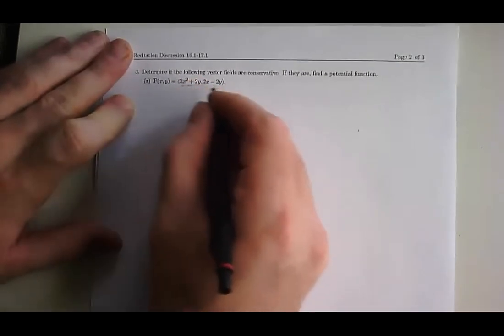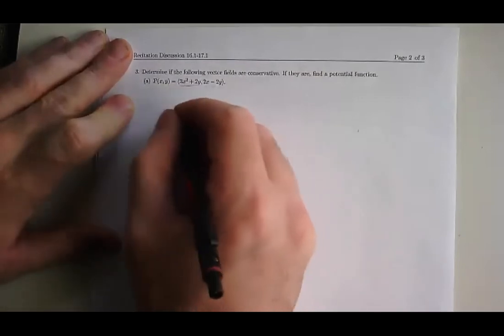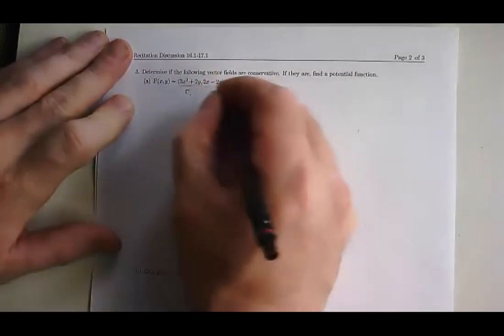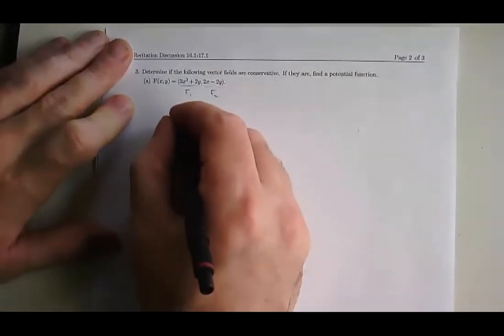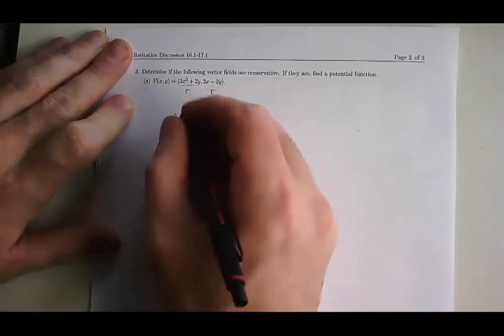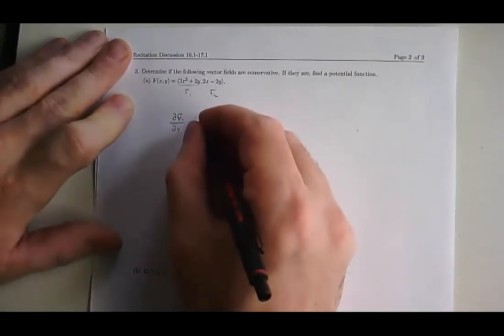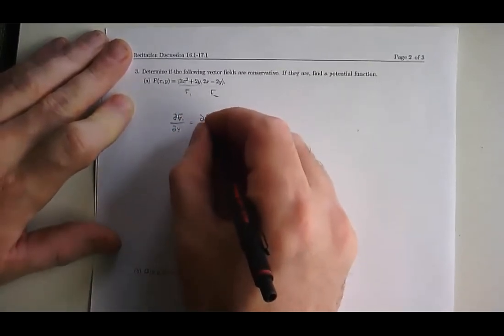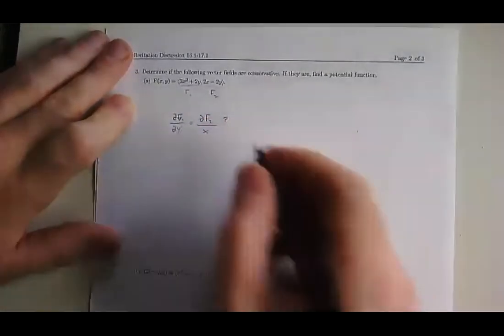So, if this were to be the gradient of some function, here's what would have to be true in 2 dimensions. If we think of this as f1 and f2, those are the components in the x and the y direction. If it's conservative, then this would have to be true: the partial of f1 with respect to y would be equal to the partial of f2 with respect to x. We want to know, is that true?